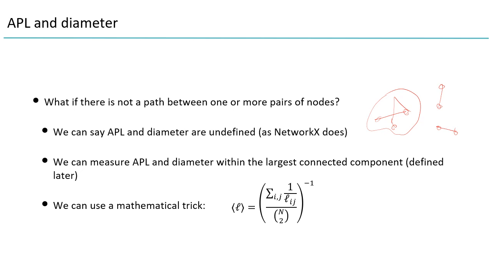Then you can use the mathematical trick. Instead of the previous definition, we can use 1 over Lij. Here is an unconnected network. For unconnected nodes, their distance is infinite. Then 1 over infinity is 0, so you are just adding 0. That's fine. So you can use this definition. Then you can also define the average path length like this one.